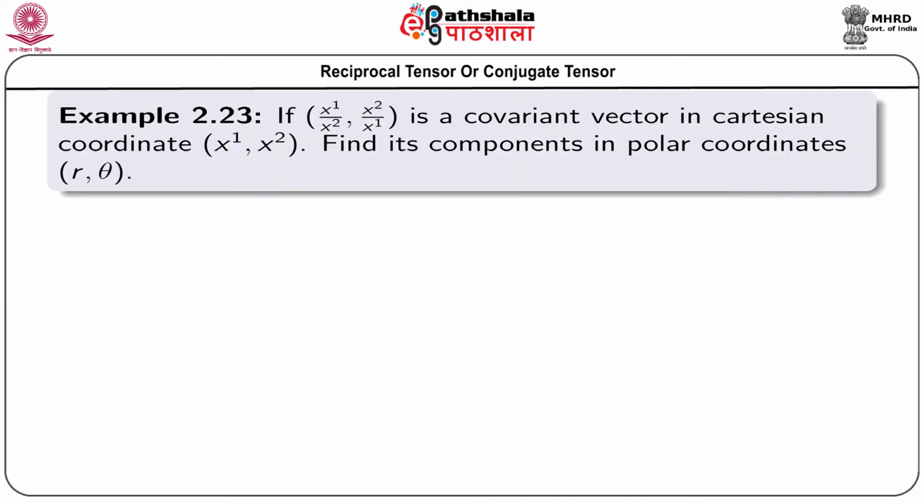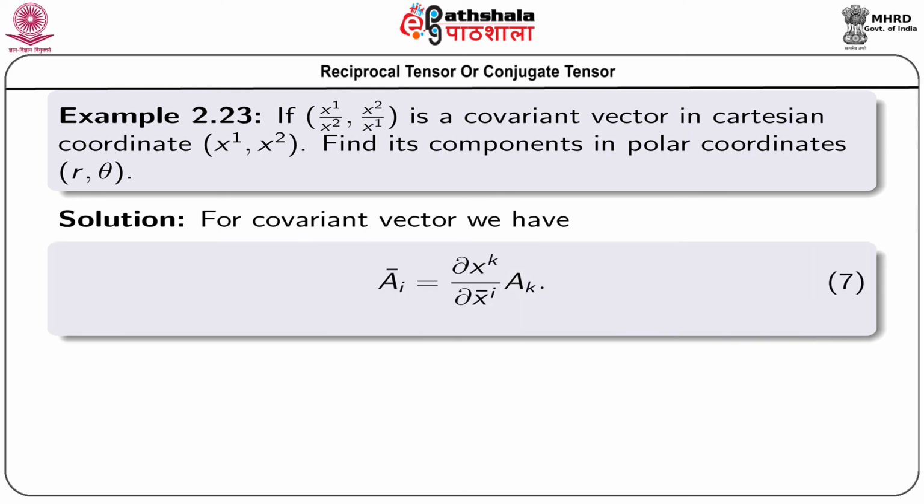Now, we see an example where a covariant vector in Cartesian coordinate system is given. Suppose (x1/x2, x2/x1) is a covariant vector in the Cartesian coordinate system, and we are trying to find its components in the polar coordinate system, that is in r, theta. How are we finding it? Just see. For a covariant vector, we have the transformation rule a-bar_i equals (del x^k / del x-bar^i) a_k.